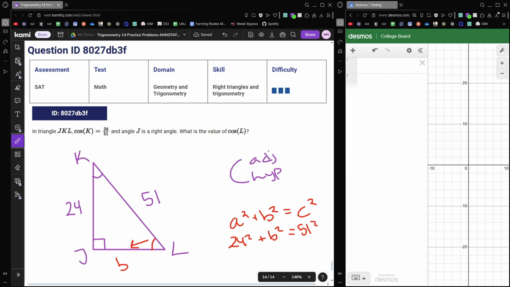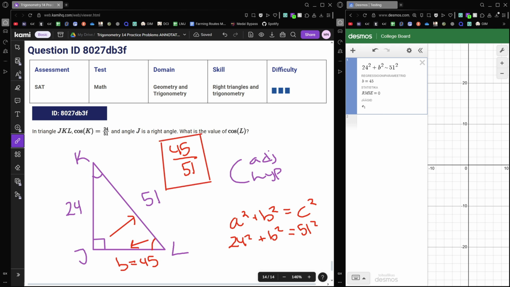Let's go ahead and solve for b. Instead of an equal sign, you want to put a tilde. And you get that b is equal to 45. So now we can go ahead and write our ratio. Adjacent to angle L is 45. And then the hypotenuse is 51. So our answer will be 45 over 51.